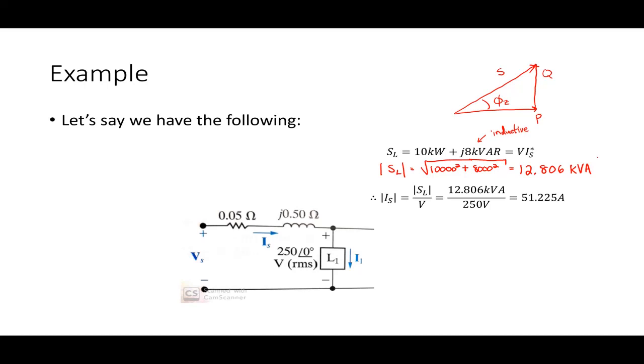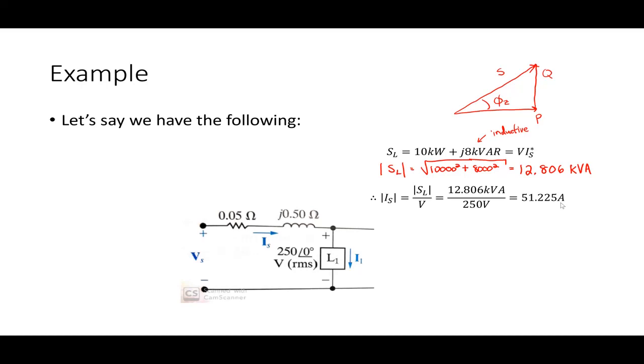So I take that value and I divide by the 250 to get the magnitude of the current. So essentially I just want to get the magnitude of the current in this case. I'm not worried about the whole phasor. So I see that the magnitude of the current works out to be 51.225 amps. Okay? All right. So that's what I have to start with.